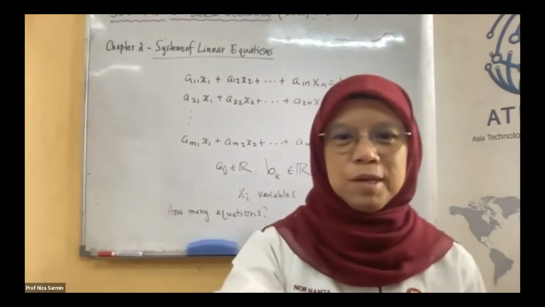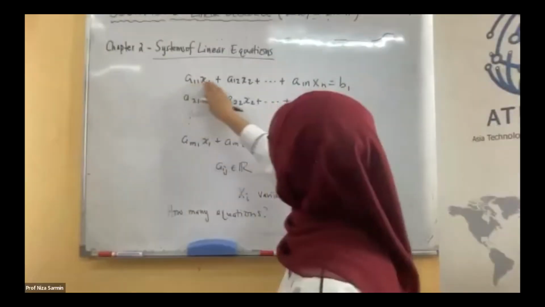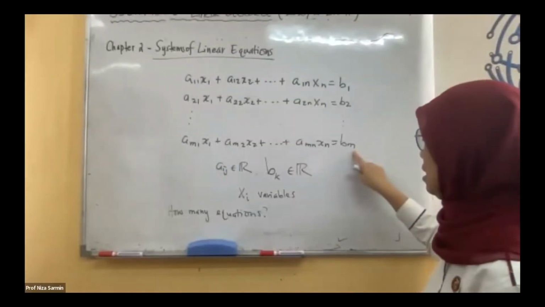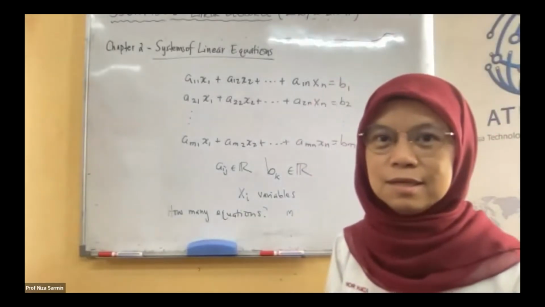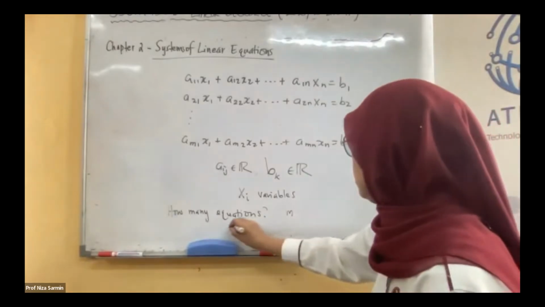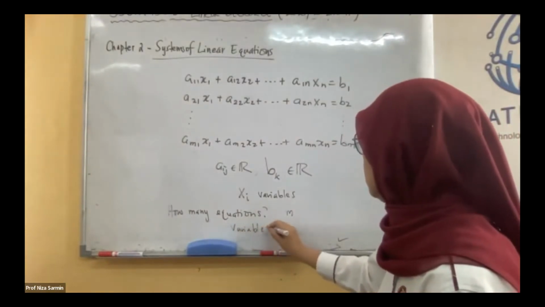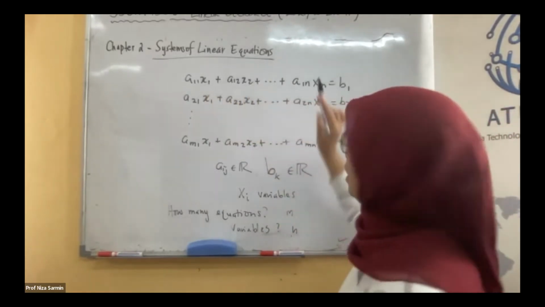Try typing, how many equations? Equation 1, equation 2. How many equations? Until m. Only m equations. Okay. How many variables? n, because 1, 2 until n.